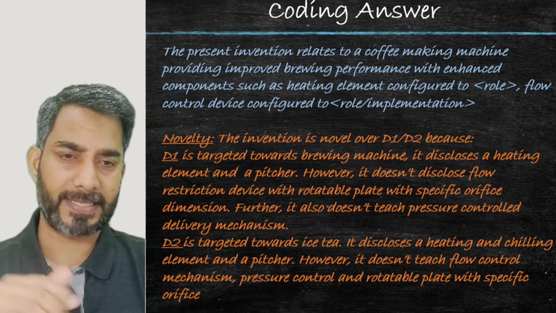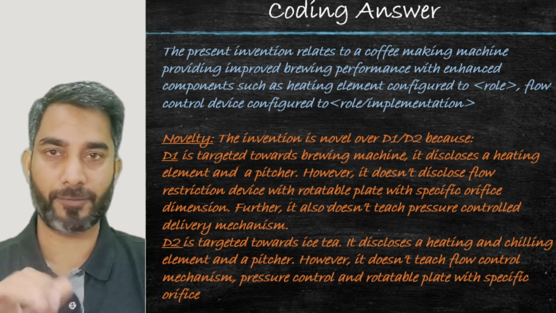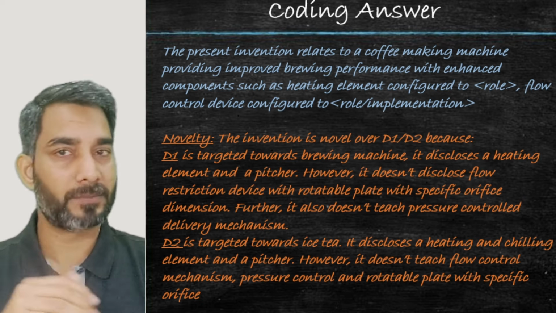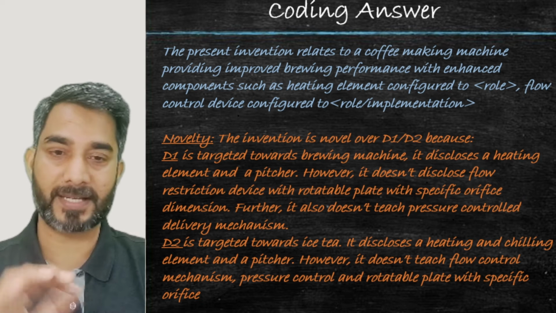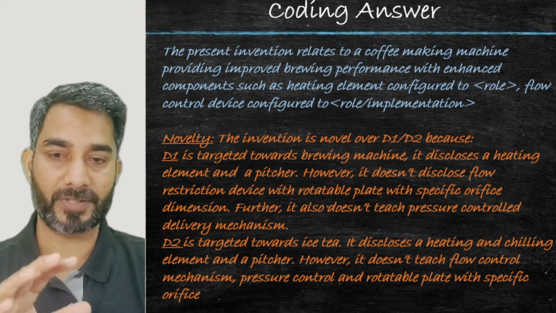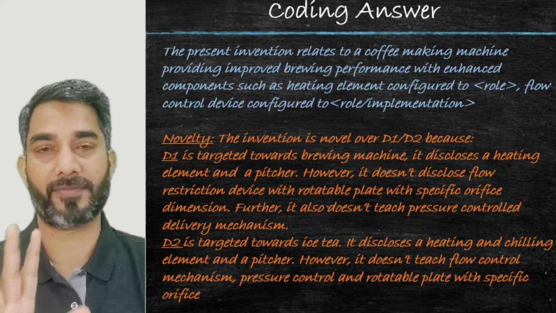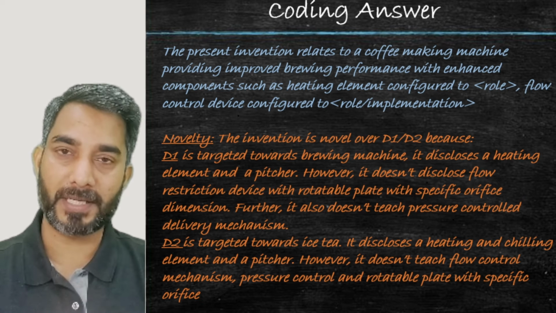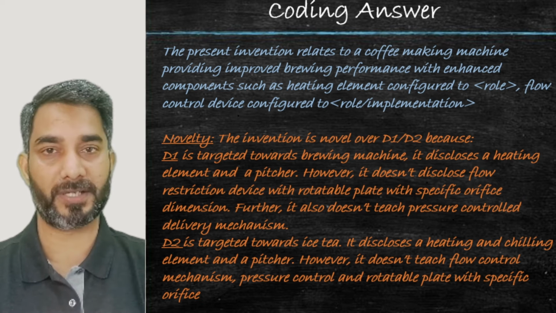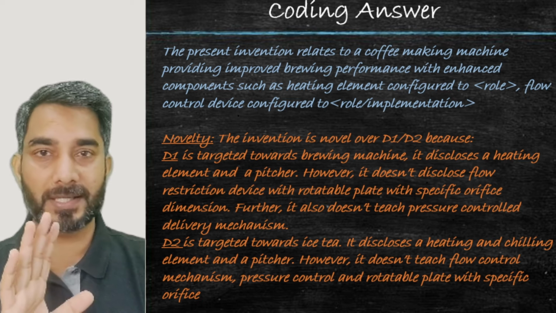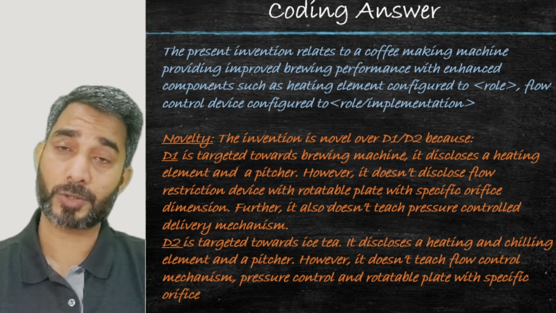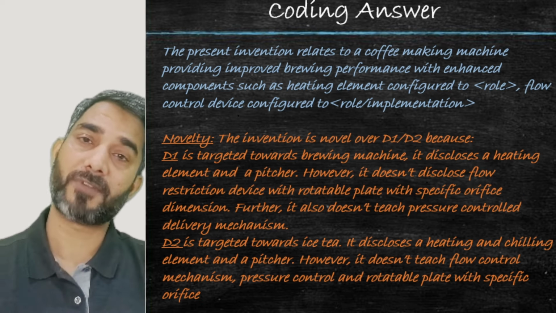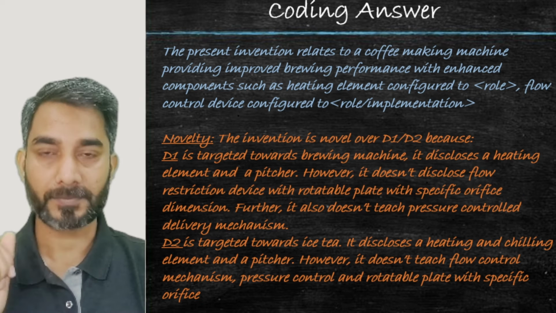It discloses a heating and chilling element and a pitcher. We write what they have said. Here also, the flow control mechanism was not there, the pressure control mechanism is not there, and the rotatable plate with specific orifices is not defined. So there are many components and features which are not there in D1 and D2, hence the novelty is established. The second part is to see whether D1 and D2 can be combined to kill the inventive step of our invention. How do we do it?